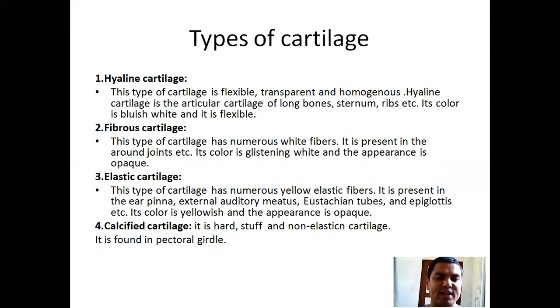Elastic cartilage is the type of cartilage which has numerous elastic fibers. It is present in the ear pinna, external auditory meatus, eustachian tube, and epiglottis. Its color is yellowish and the appearance is opaque. Calcified cartilage is hard, stiff, and non-elastic cartilage. It is found in the pectoral girdle of man.